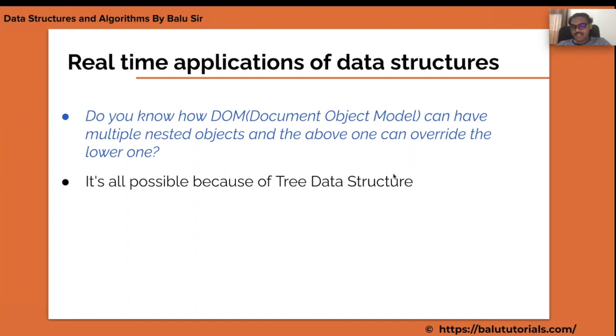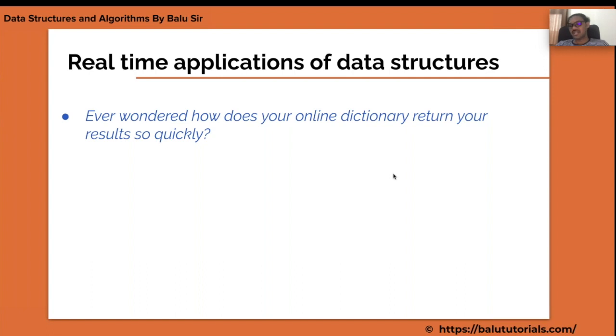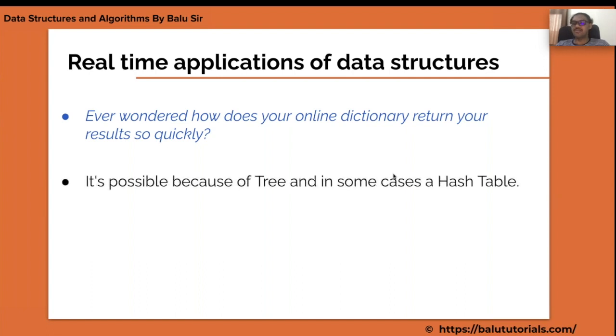So in your system, the file systems are there, right? The file system path is managed by using tree data structures. So these are some real-time data structures which are used everywhere. Like file systems and directories, these work on hash tables.